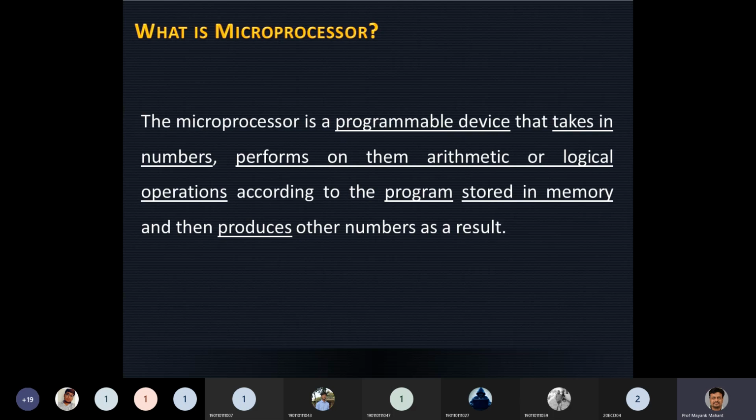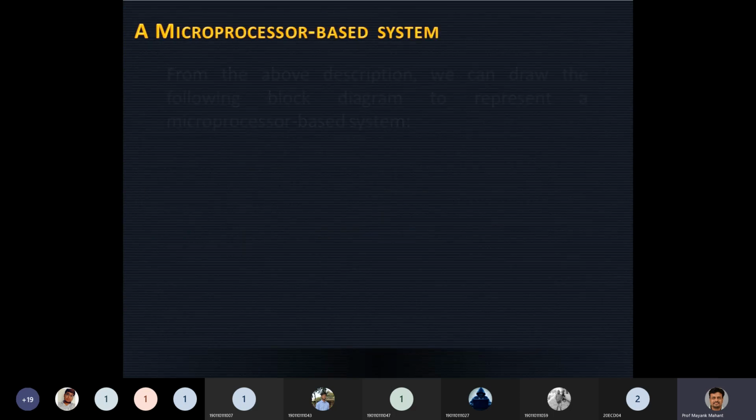At the start I talked about this: if you want to add a little bit of intelligence into a system, then there must be a microprocessor or a microcontroller. We have already talked about what a microprocessor is. I defined it as a programmable device that can take in a number, perform an arithmetic and logical operation according to the program stored in it, and then produce another number as a result. So this was a microprocessor.